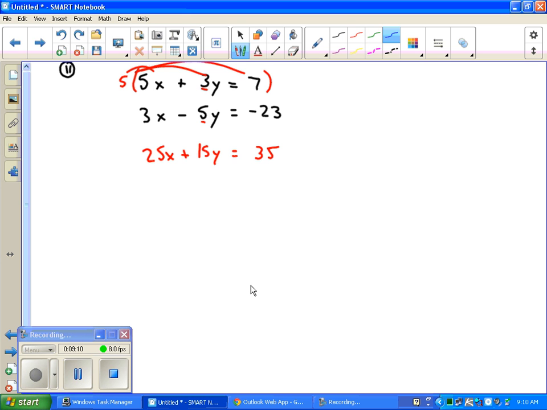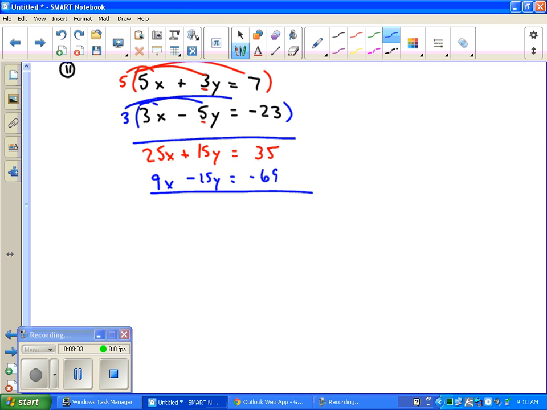You want that -5y to become -15y. So you need to multiply that by positive 3. -5 times 3 is -15y. We were trying to eliminate them, so that's the best thing we could do. But you can't just multiply it by that one. You have to multiply 3 times 3x, and you get 9x, and 3 times -23, and you get -69. So now we have two new equations. They have bigger numbers, but we have opposite terms, 15y and -15y. When we combine those two, we'll get no more y's, which is what we were looking for. 25x plus 9x, when we combine those two, we get 34x.